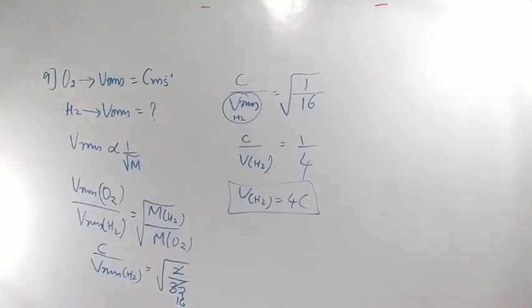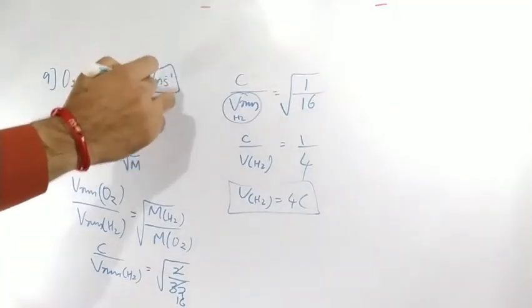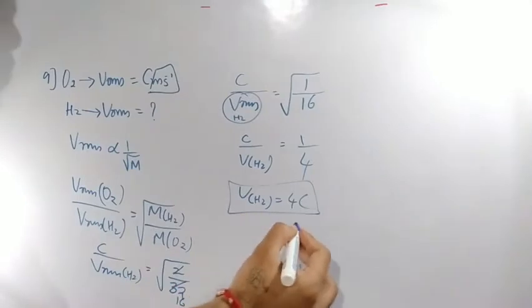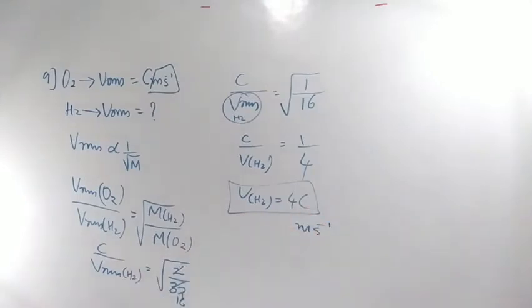The unit is nothing but what? Here they had given meter per second, so here also the unit will be meter per second only. Clear? 4 times of C meter per second. Clear?